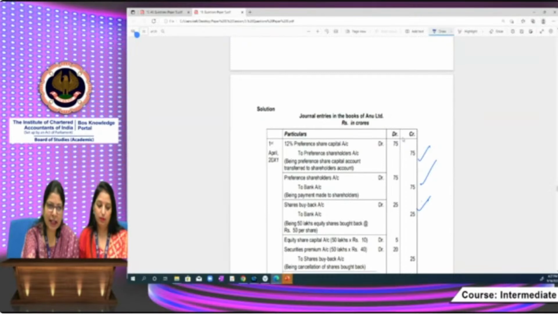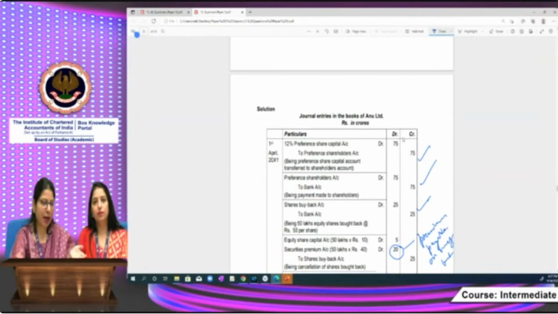What about the second entry where we will debit the securities premium? This is basically the premium which is payable on buyback. So basically in buyback we have to reverse the entries, like what entries we make at the time of allotment of shares, at the time of raising of fresh equity. Now under buyback, we are reversing the equity shares which have already been issued.